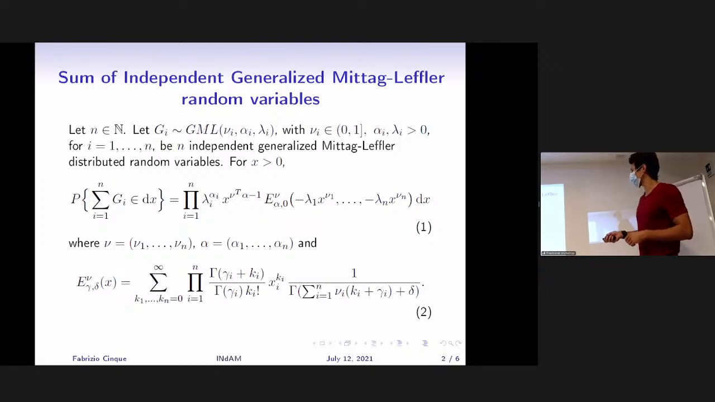Of course, how to give a probabilistic meaning to this multivariate analog of the generalized Mittag-Leffler function? That's the first question.